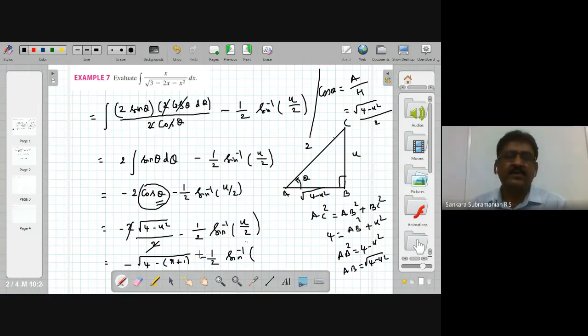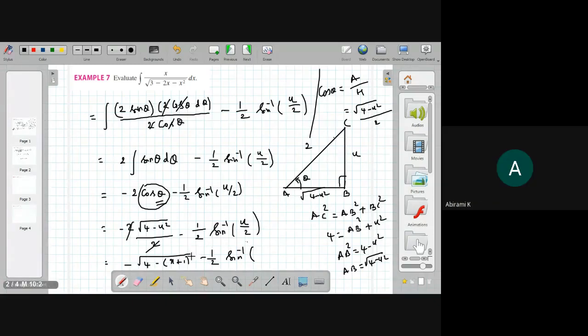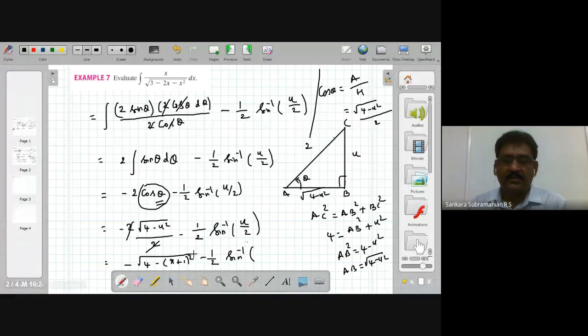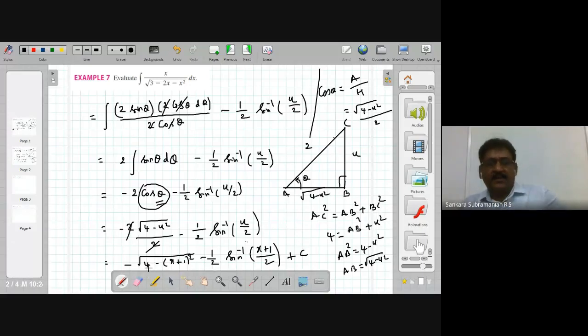What did we take as u? Sir, x plus 1. Okay, u equal to x plus 1 by 2. Last, a constant. You can simplify this if you like. If you simplify it, what is the answer you will be getting?